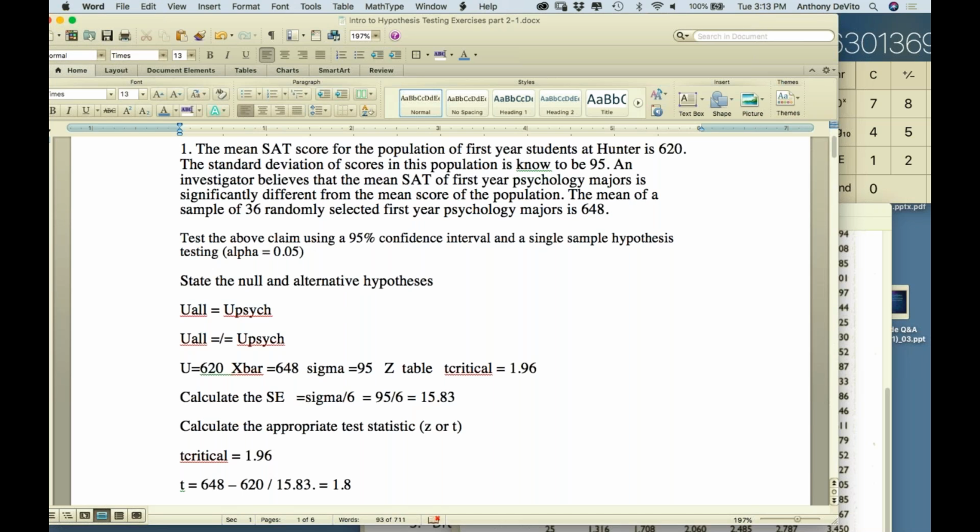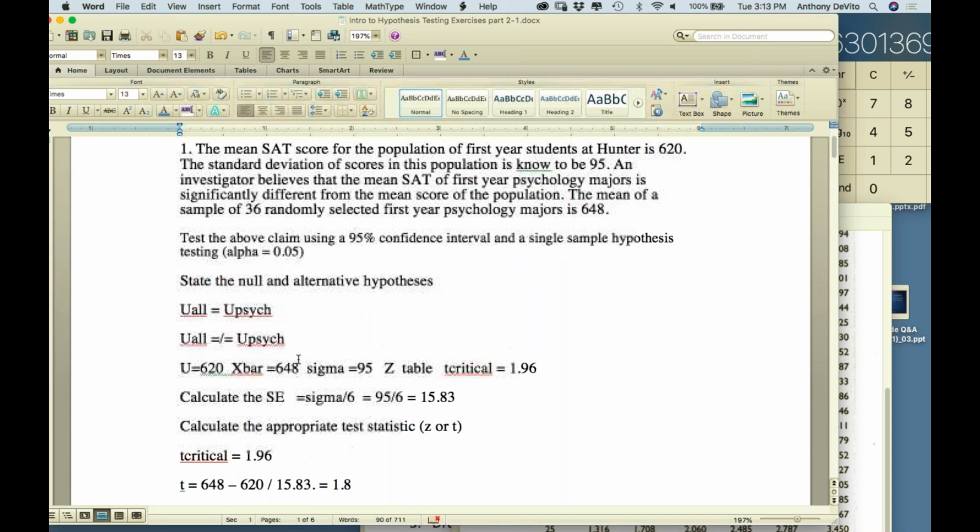Have we proved that the two means are the same? No, we haven't. All we've done is fail to prove that they're different. So we never say that we accept the null hypothesis in this situation. What we say instead is that we fail to reject the null hypothesis.